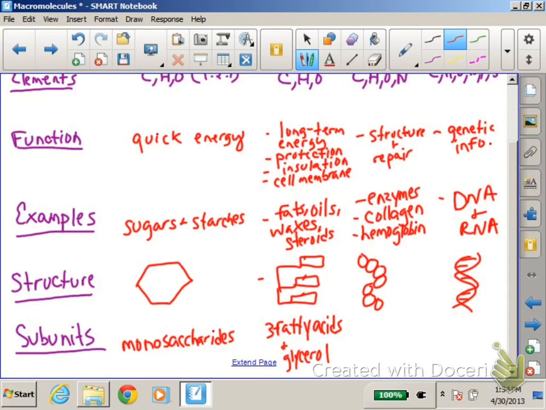The subunits of your carbohydrates are something called monosaccharides, disaccharides, things like that. The subunits of your lipids are three fatty acids and something called glycerol. You can see that in the structure here. These right here are your fatty acids, and this is the glycerol backbone. Your proteins are made of amino acids, and your nucleic acids are made of nucleotides.